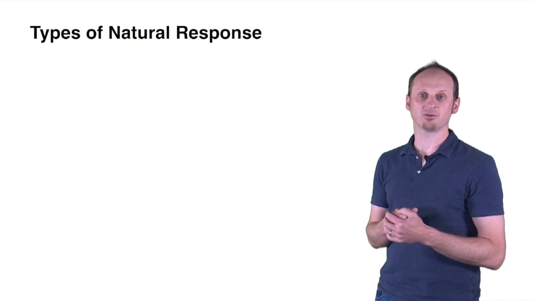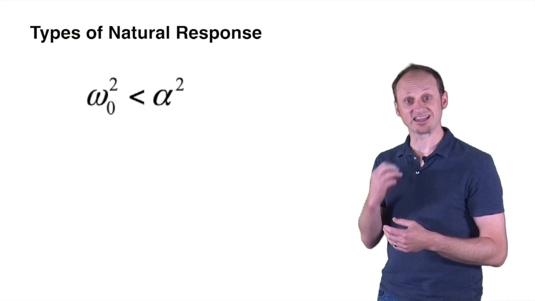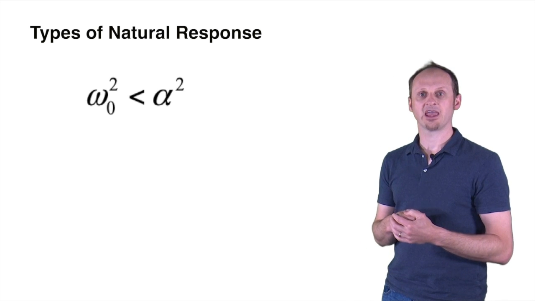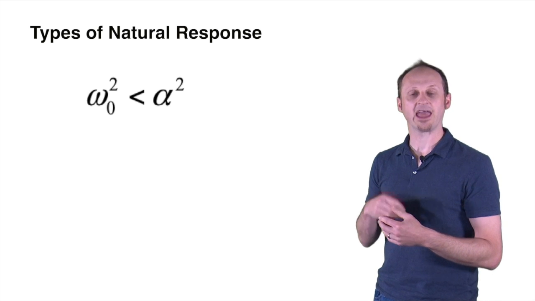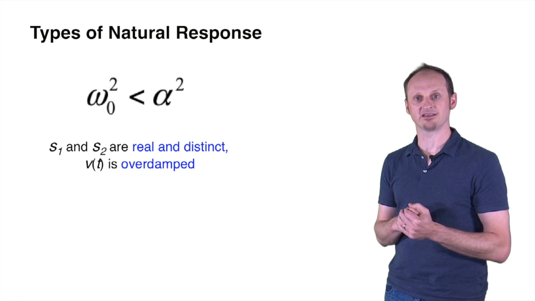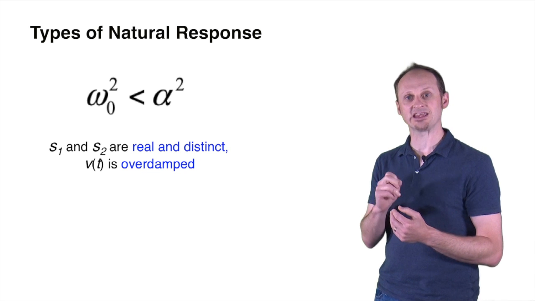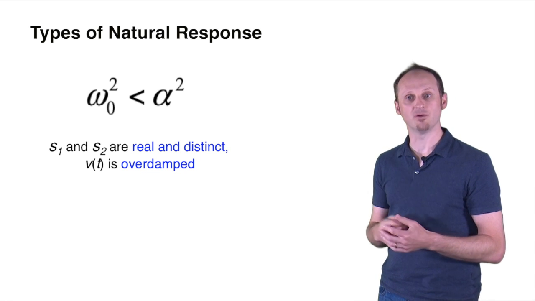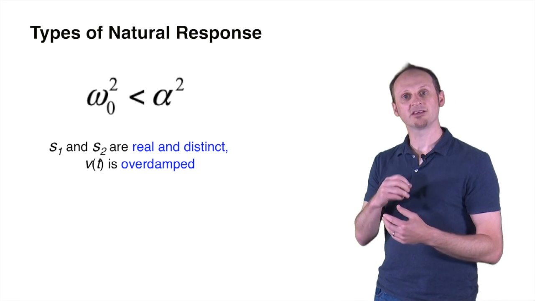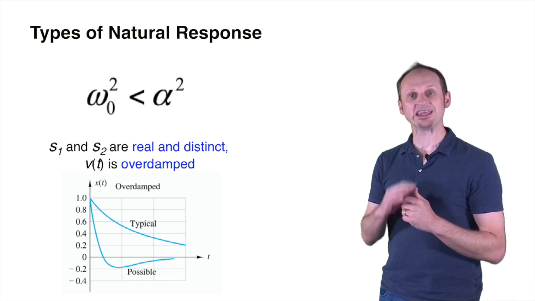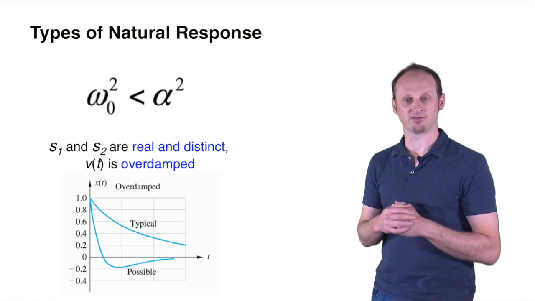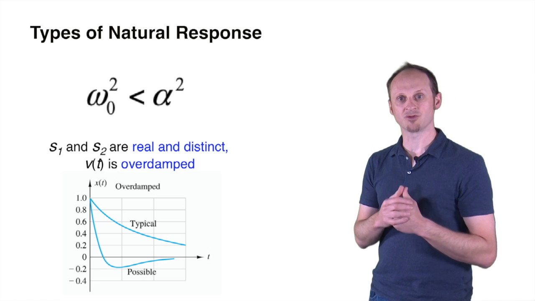The first case is when omega naught squared is less than alpha squared. In this case, the square root is a real number, and S1 and S2 are real and distinct. We say that Vt in this case is overdamped. That means the voltage approaches its final value without any oscillations whatsoever. It's kind of like a smooth curve.